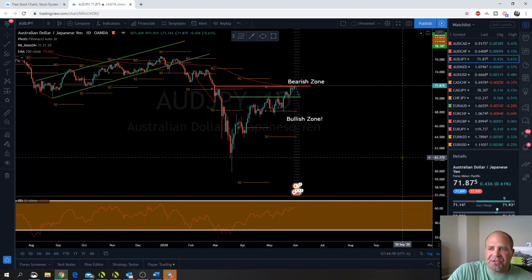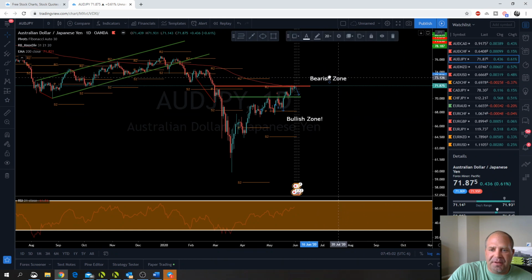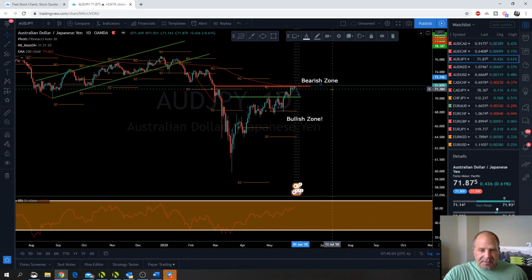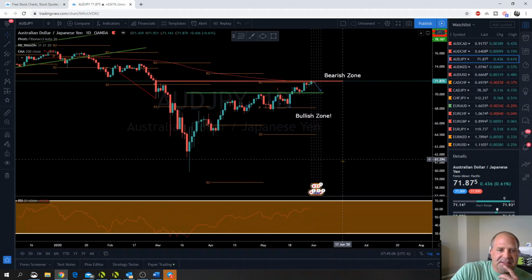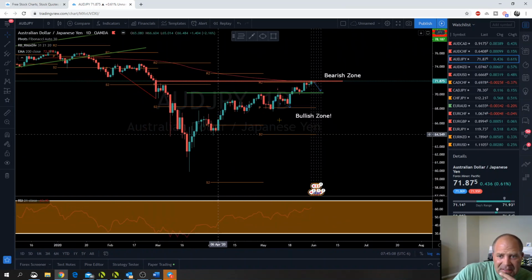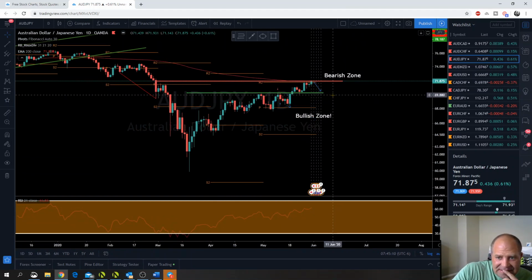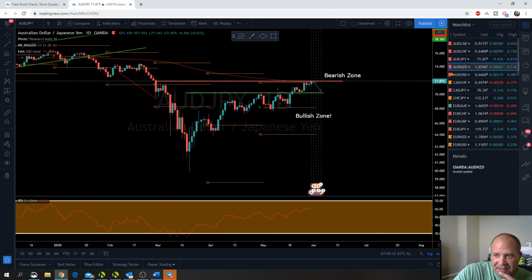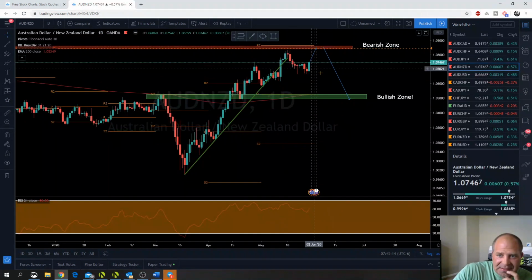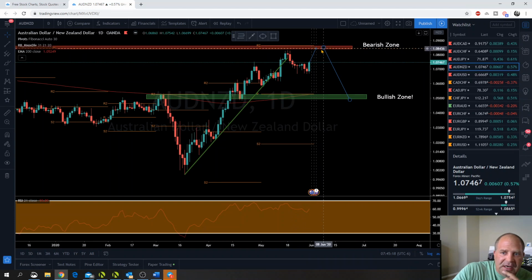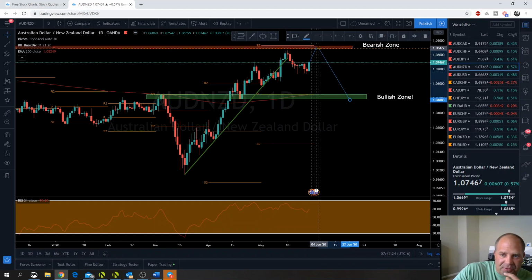Australian dollar JPY, same thing. It's testing the 200 period moving average. Let's zoom in a little bit so you guys can see. I think all these pairs are looking short to me, except for this one. I think we're going to go long still, double top. I think we're going to double top in this area, and then I will look short. That's why I have my alert up here, guys.